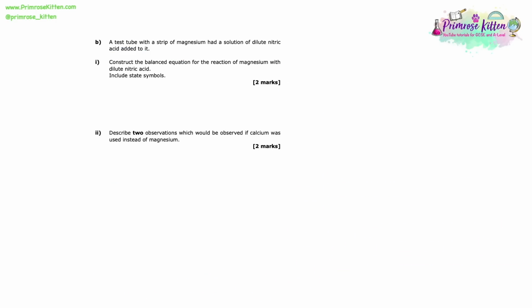A test tube with a strip of magnesium had a solution of dilute nitric acid added to it. Construct the balanced equation for the reaction of magnesium with dilute nitric acid. Now answering this relies on us remembering our MASH equation, okay? Metal plus acid makes a salt and hydrogen. Now in this case that metal is magnesium. The acid is nitric acid, which is HNO3, make sure that you know that.